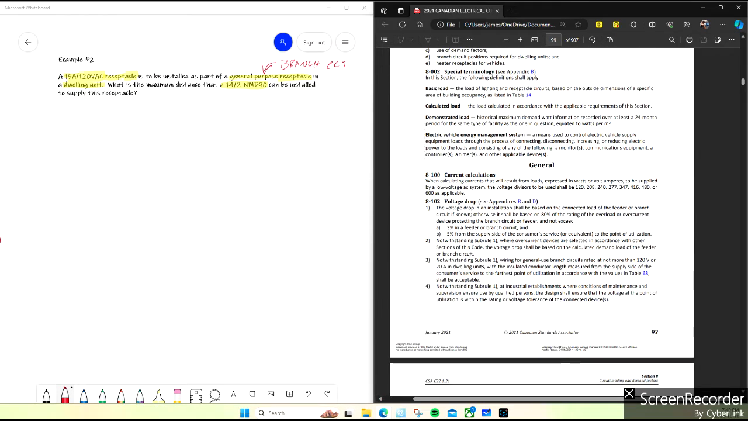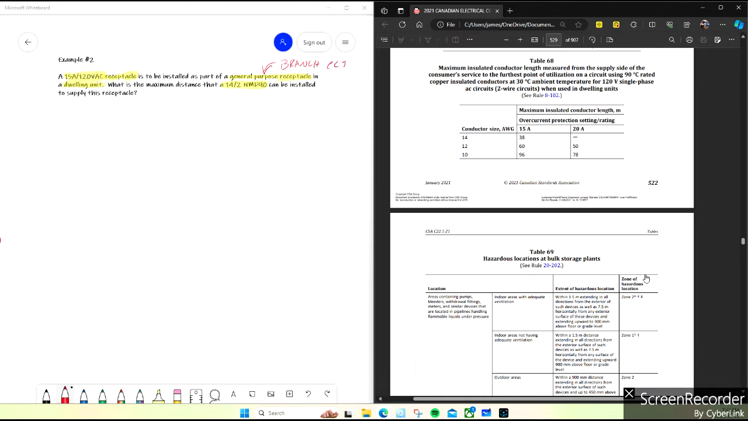8-102 basically says in subrule 3 that, notwithstanding the calculation we just did, if it's a general use branch circuit rated not more than 120 volt or 20 amps, I can just go to Table 68 and get my max distance. So in this case, it's a 15 amp protected circuit because I got a 15 amp receptacle and I'm using 14 gauge wire. Therefore, I'm going to use a different color on this. Actually, I'll keep it red. Table 68 tells me I can go 38 meters. Done. Nothing left to do. That's the answer to the question.